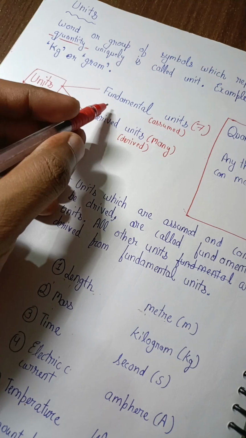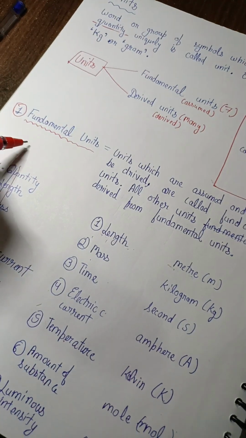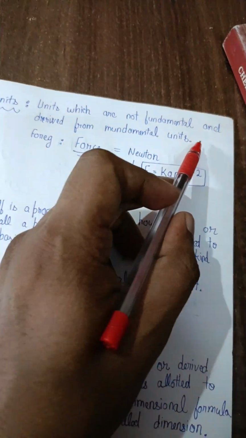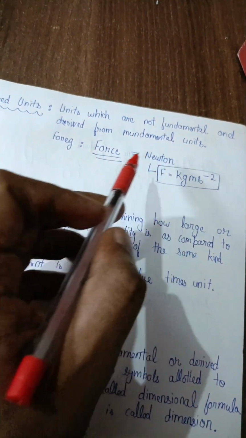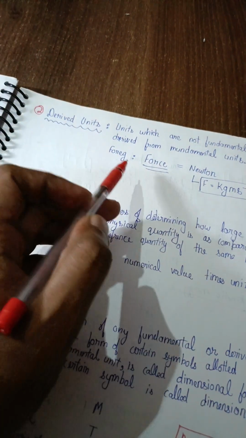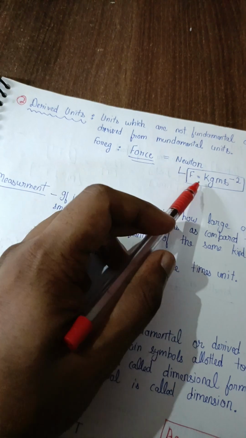So units have two parts: fundamental units and derived units. We just read fundamental units, and what are derived units? Units which are not fundamental and are derived from the fundamental units are called derived units. Basically it's just that. For example, force is Newton. What was the formula of force? I forgot. Yeah, mass into acceleration.